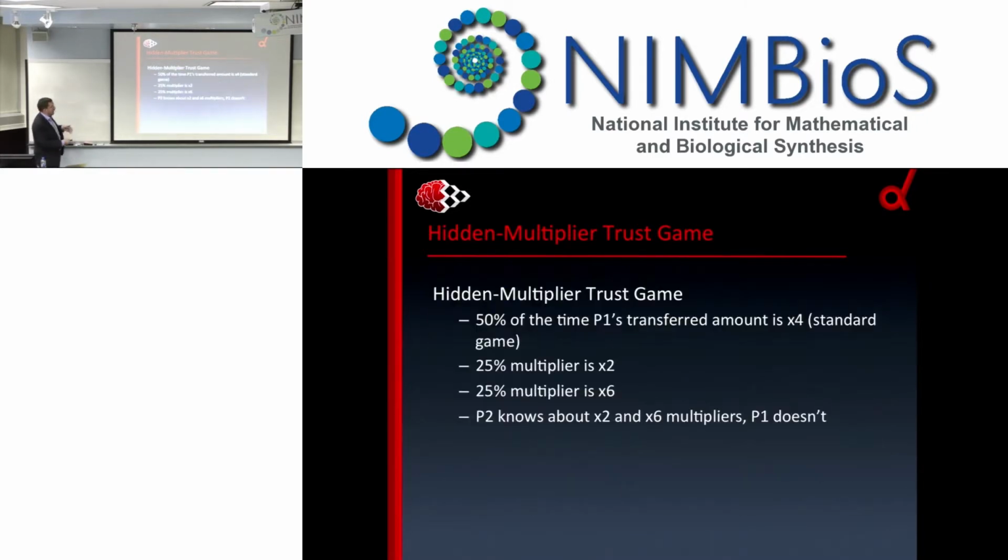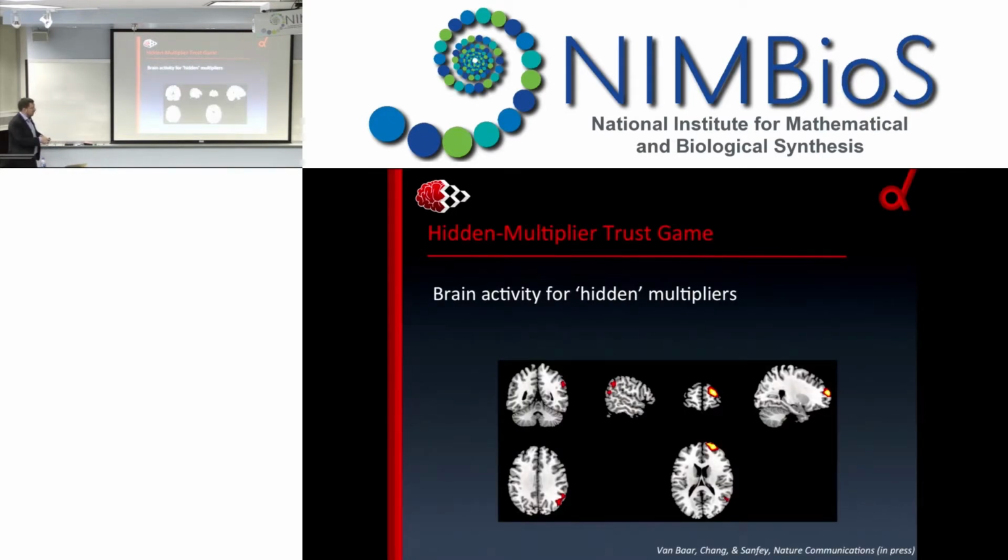We have people simply play these games, many one-shot games. 50% of the time, it's the standard times 4. But 25% of the time, we tell the participant the multiplier is now going to be times 2 on this trial. Peter sends money, what do you do back? And 25% of the time we do it times 6. Importantly, you know about the multipliers, but Peter doesn't. So what do people do?